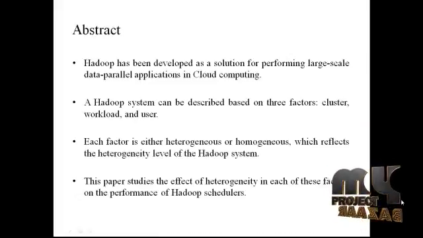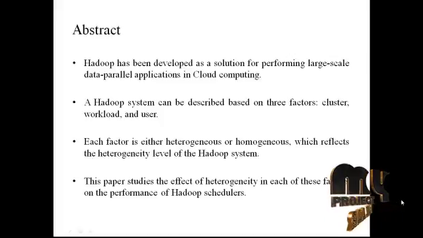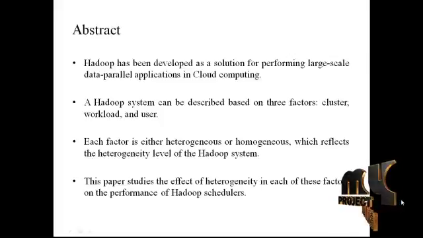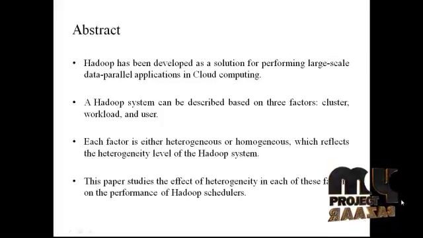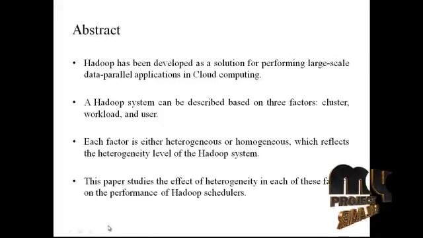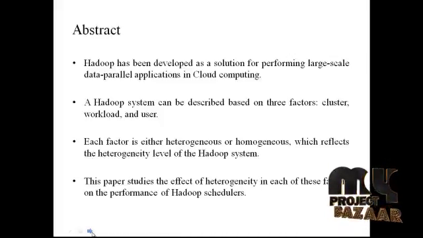Now let me discuss the abstract of our process. Hadoop has been developed as a solution for performing large-scale data parallel applications in cloud computing. A Hadoop system can be described based on three factors: cluster, workload, and user. Each factor is either heterogeneous or homogeneous, which reflects the heterogeneity level of the Hadoop system. This paper studies the effect of heterogeneity in each of these factors on the performance of Hadoop schedulers.